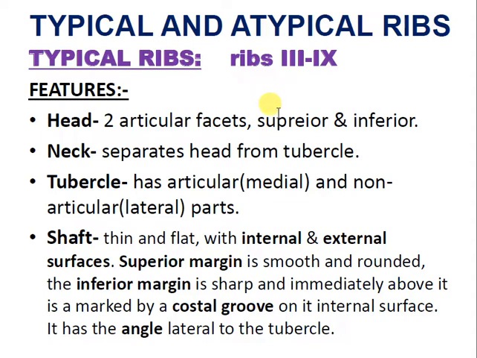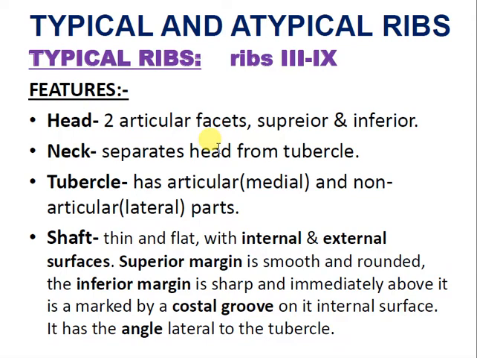Typical ribs are ribs number 3 to number 9. What are the features of the typical ribs? In the head, they have two articular facets, superior and inferior.